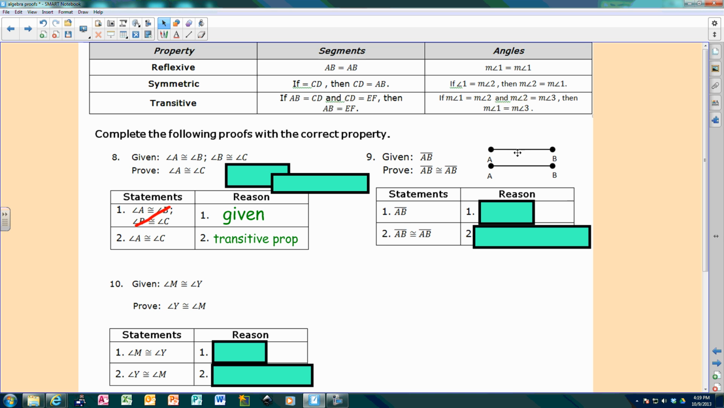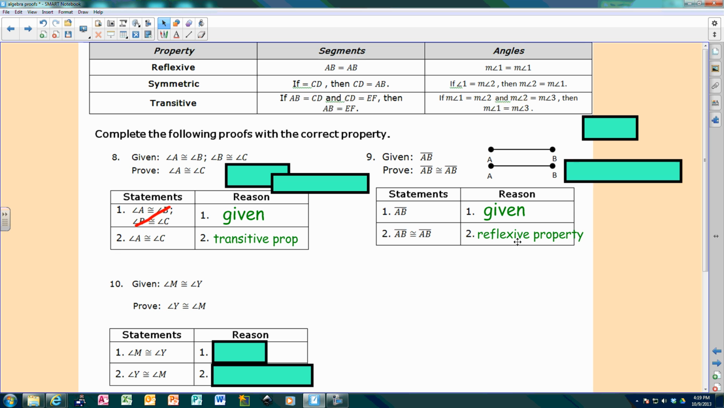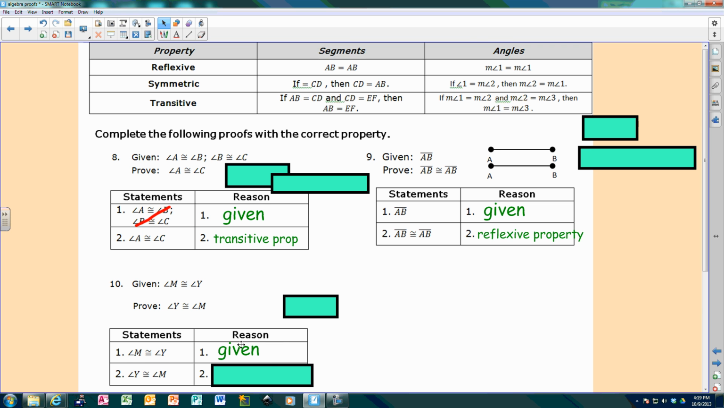Okay, over here I have AB, and I want to prove that AB equals AB. Well, first thing, it's given. Segment AB is given. Well, isn't something always equal to itself? That is the reflexive property. Okay, down here, given, angle M is congruent to angle Y. So I write that down, and it's given. So now, why is angle Y equal to angle M? What's it called when I flip it? It's called the symmetric property.